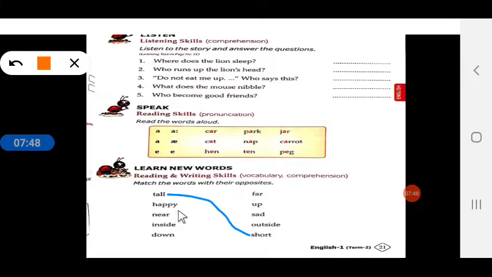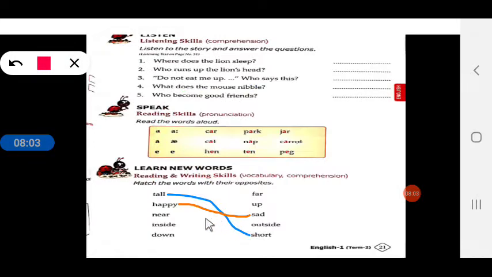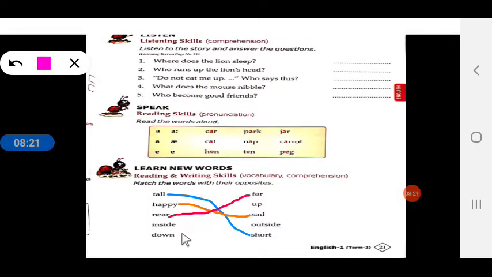Okay. Then happy. Happy opposite is sad. What is the opposite of happy? Sad. What is the opposite of sad? Happy. Then the third one, near. Near opposite is far. What is the opposite of near? Far. What is the opposite of far? Near. Then inside, what is the opposite of inside? Outside. Inside opposite is outside.